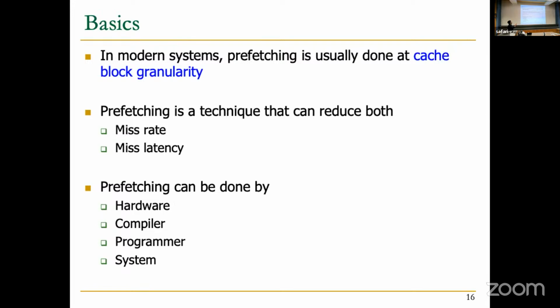As I said, prefetching is a technique that can reduce both the miss latency and the miss rate of the cache hierarchy. Normally, prefetching is usually done at cache block level granularity. So it's not going to fetch an 8-bit data or a 64-bit data. It's actually going to fetch the entirety of the cache block, which is typically 64 bytes. Apple processors have a 128 byte cache block, so that might differ from processor to processor. But prefetching normally works at cache block level granularity, so you fetch the entirety of the block.